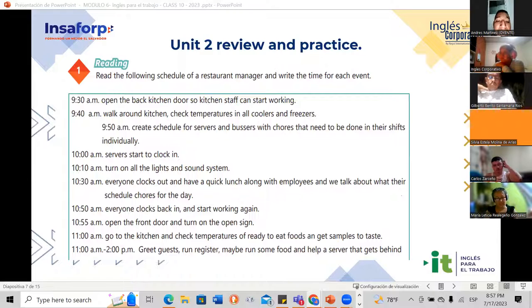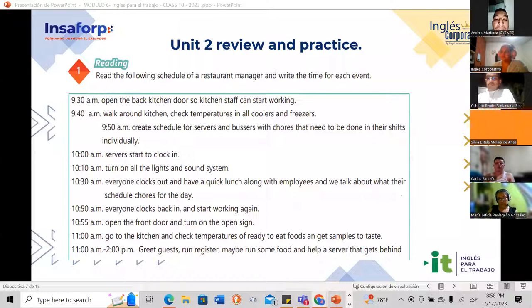11 a.m. Go to the kitchen and check the temperatures of ready to eat food and get some samples to taste. Samples. Samples are like degustar. Okay. Samples to taste. 11 to 2 p.m. Greet guests, run register, maybe run some food and help servers that get behind.